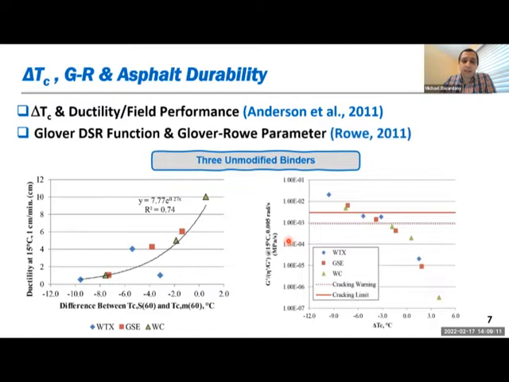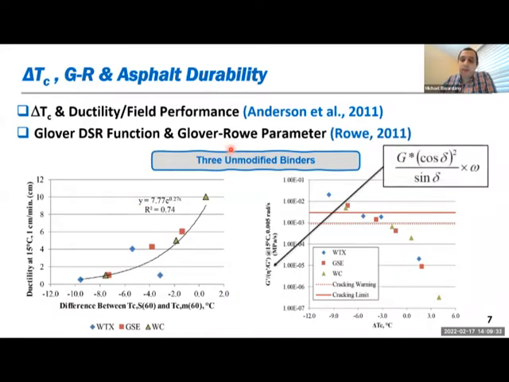Later, Glover also has a function here: G prime divided by eta prime divided by G prime. This rheological parameter that Glover came up with also correlates with delta TC and with ductility. Later, Jeff Rowe came up with the Glover-Rowe parameter, and basically he was able to turn the Glover function into a function of G star and phase angle, so it's easily calculated by our testing methods.